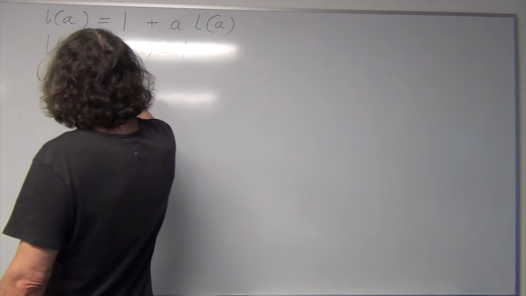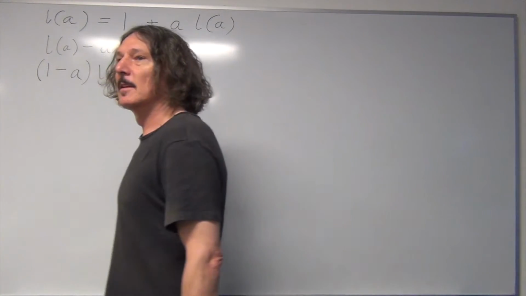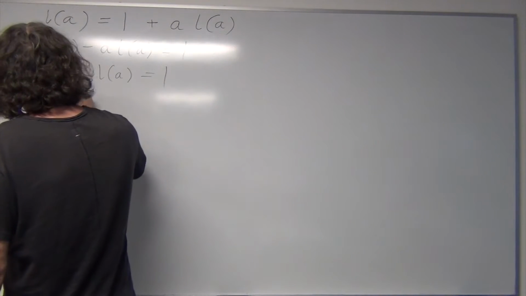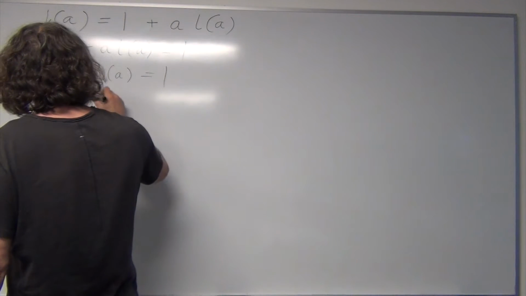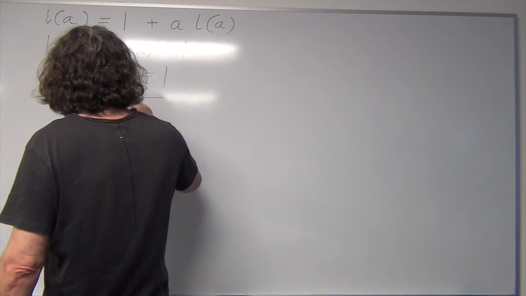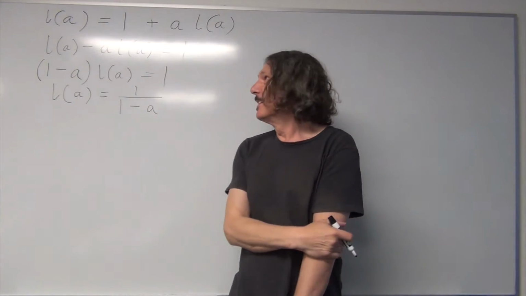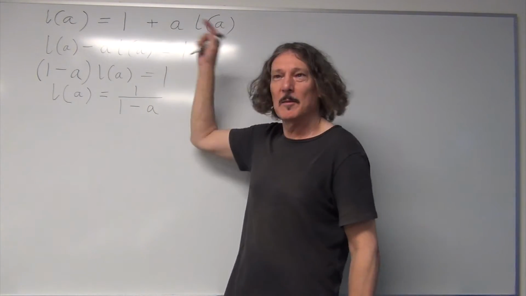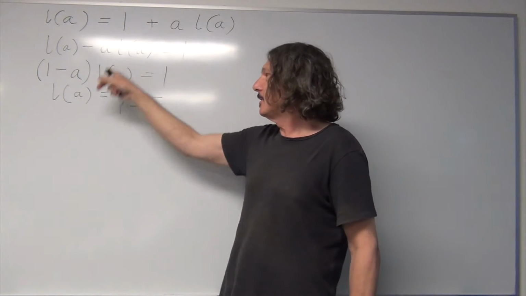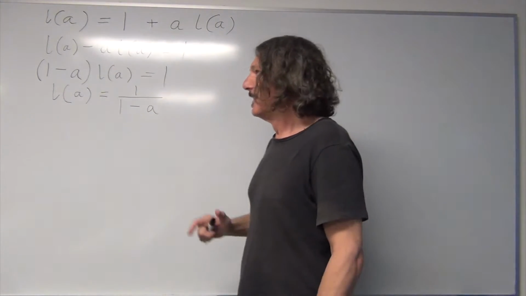So we have 1 minus A times L of A equals 1. And now we can divide by this, right? None of this we could do on types, huh? L of A equals 1 divided by 1 minus A. So even though we have addition and multiplication on types, we couldn't really do these operations on types, right? No, we couldn't.